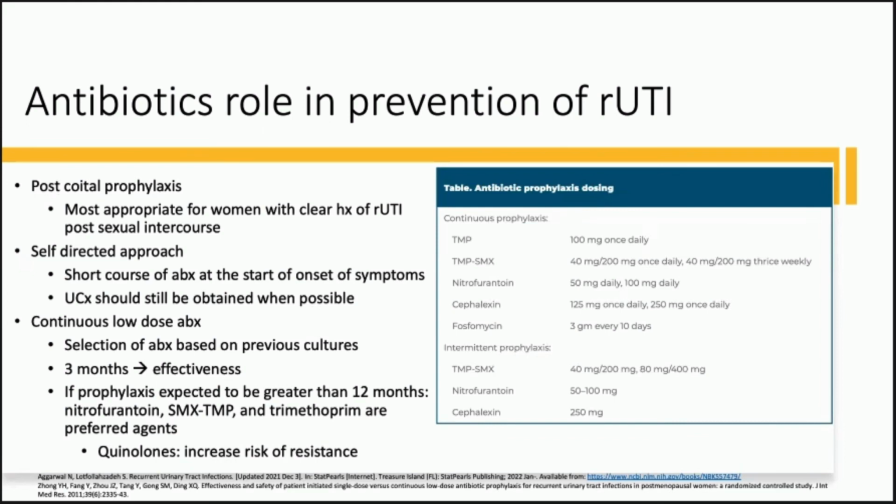And lastly, when we look at continuous low-dose antibiotic prophylaxis, we have to select, first of all, the antibiotic agent based on the previous cultures. It also usually takes around 3 months before we can see its effectiveness. And the guidelines recommend that if we expect the duration of prophylaxis to be greater than 12 months, then we should probably consider agents like nitrofurantoin, Septra, or trimethoprim, as opposed to quinolones that have an increased risk of resistance.